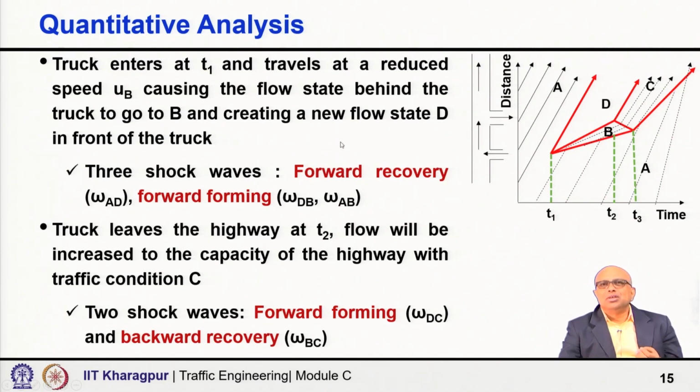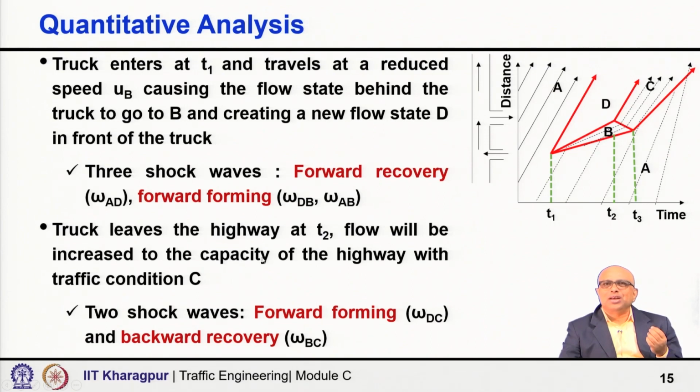Now, this phenomenon itself will create 3 shock waves. One is a forward recovery shock wave, omega AD, between traffic state A and traffic state D, and 2 forward forming shock waves. One is between D and B with a speed of omega DB, and another between traffic state A and B with a speed of omega AB.